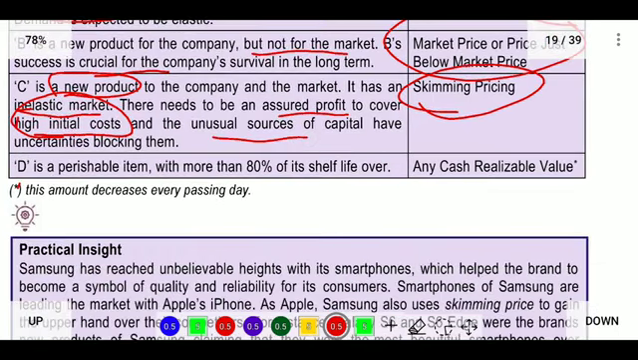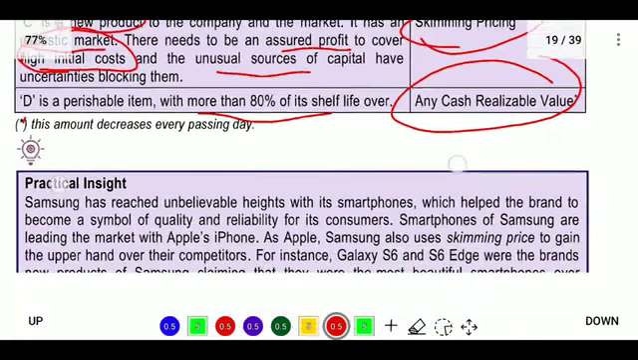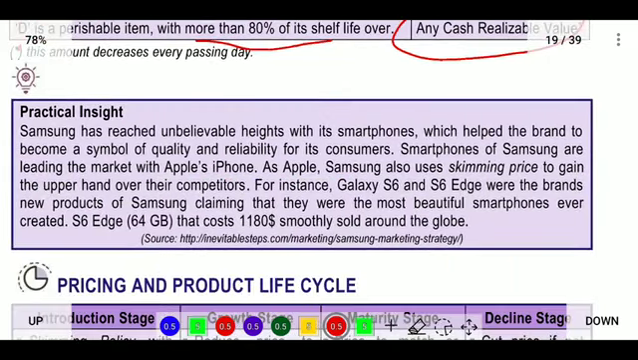Next, D is a perishable item with more than 80% of its shelf life over. So we take any cash realizable value. We will select whatever value we can get, and for that value we will sell.